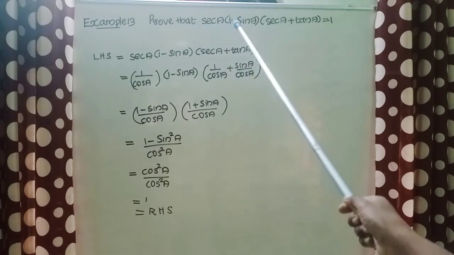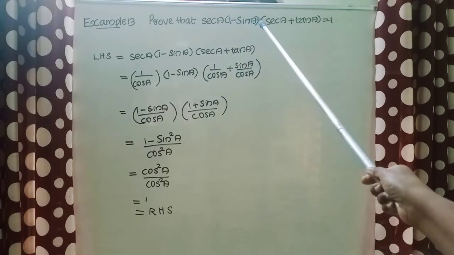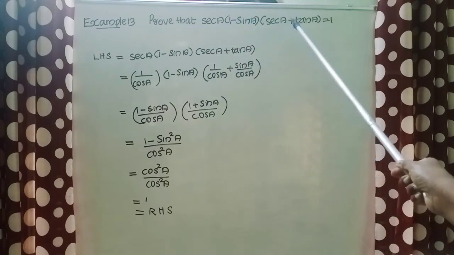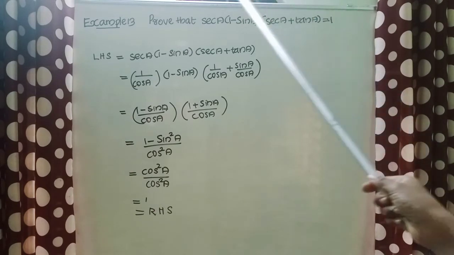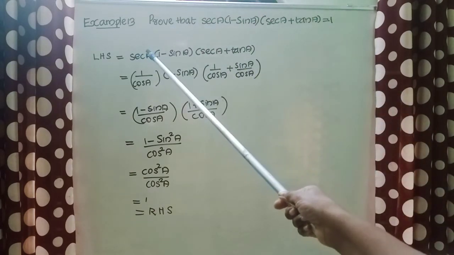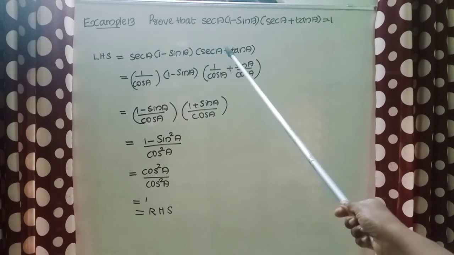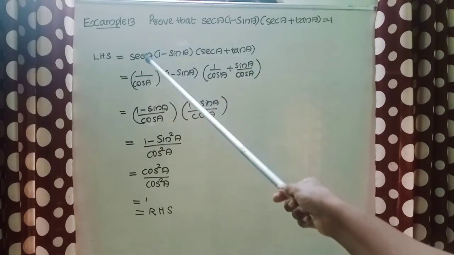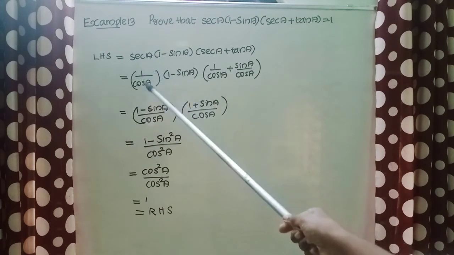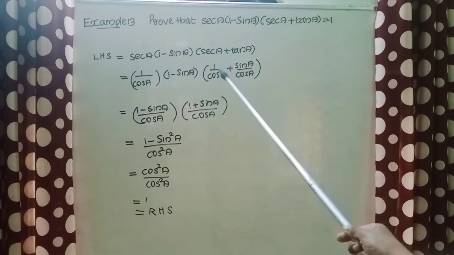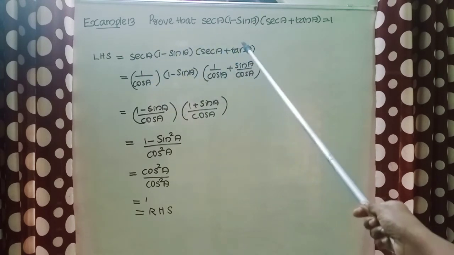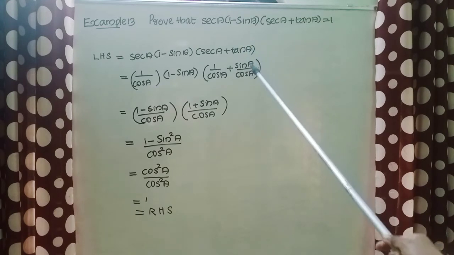Prove that sec A into (1 minus sin A) into (sec A plus tan A) equal to 1. So, the LHS is sec A into (1 minus sin A) into (sec A plus tan A). Here sec A we can change as 1 by cos A. Here also sec A we can change as 1 by cos A. Tan A we can change as sin A by cos A.